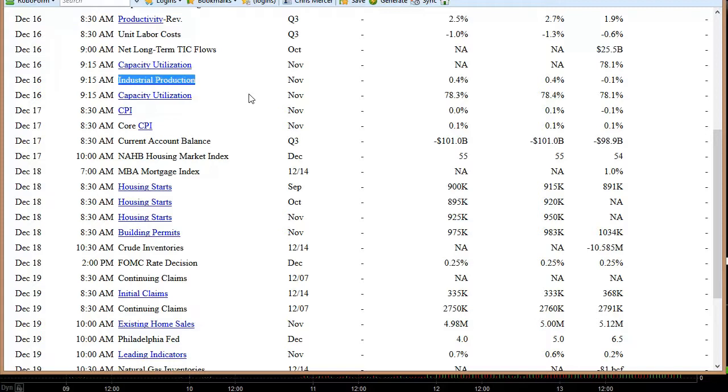On Tuesday, we've got the big CPI number. We've got current account balance. We've got a housing market index. But it's also the first day of a two-day Fed meeting, and that's the caveat to this whole week. You know how Fed meetings slow the market down.